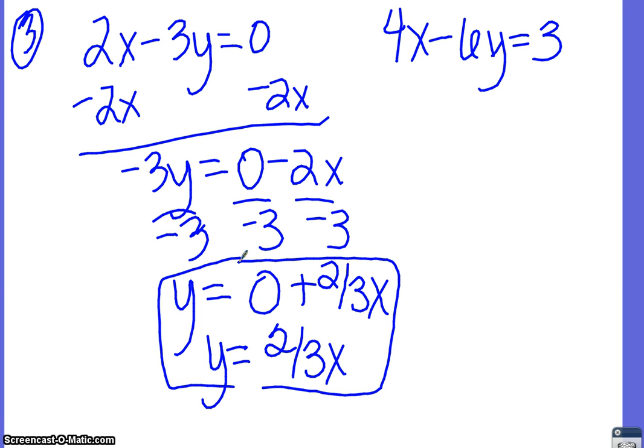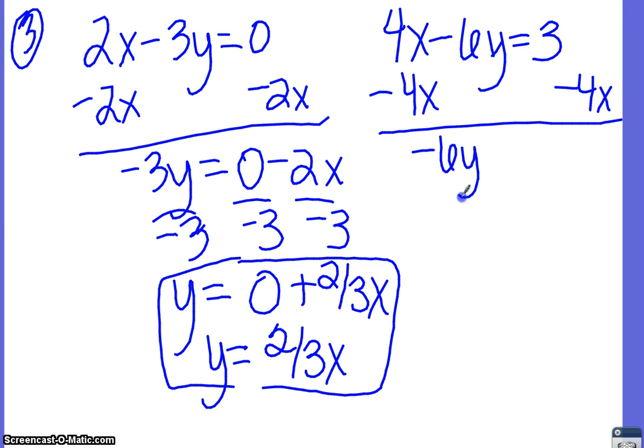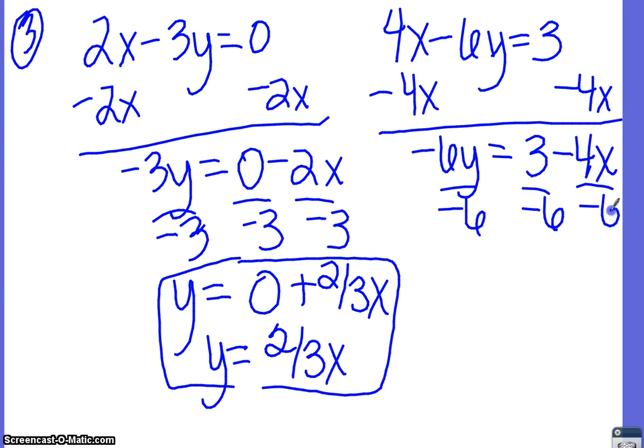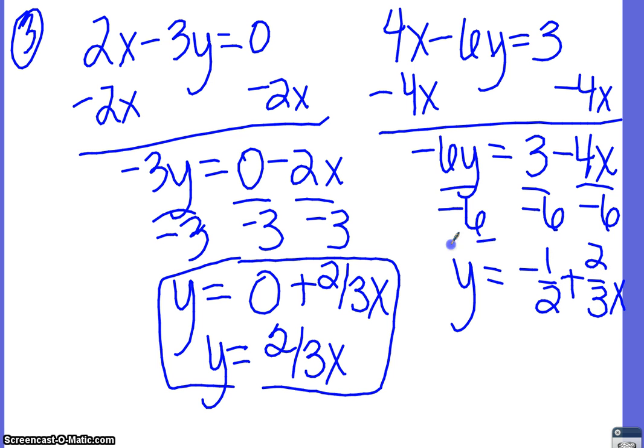Okay, so let's look at the next one. I'm going to subtract 4x from both sides, and I have negative 6y equals 3 minus 4x, and I divide everything by negative 6. So here I have y is equal to negative 1/2 plus 2/3 x. And here's my second equation. So again, let's use those equations and plot them on the graph.